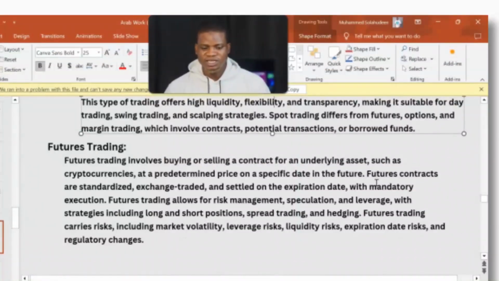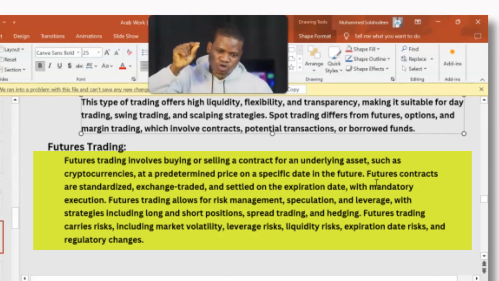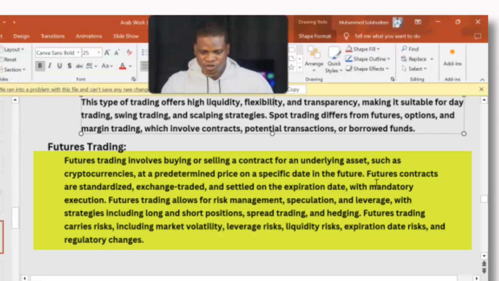Futures trading involves buying or selling of a contract for an underlying asset. Buying or selling of a contract. That is futures. You are buying or selling a contract. You are not buying an asset and you are not selling an asset. If you are doing futures for Bitcoin, you are not buying Bitcoin, you are not selling Bitcoin, right? You are buying a contract of Bitcoin or you are selling a contract of Bitcoin. But in spot trading, you are buying the actual Bitcoin. So that's the difference between spot and futures trading.